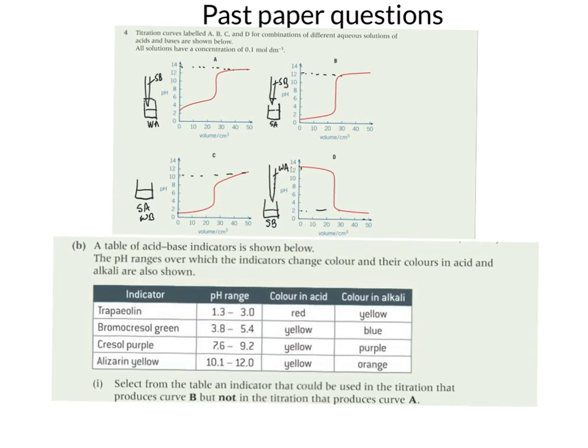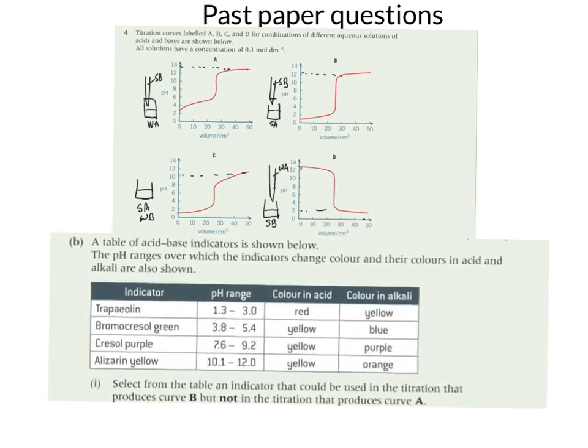The next part of the question asks you to choose a suitable indicator. Let's read it carefully. So here is a table of acid-base indicators and the pH ranges in which the indicators change colour and their colours in acid and alkali are shown. Select from the table an indicator that could be used in the titration that produces curve B. So you can see that curve B has a large vertical point, and that means there are a lot of indicators that could be used in curve B.